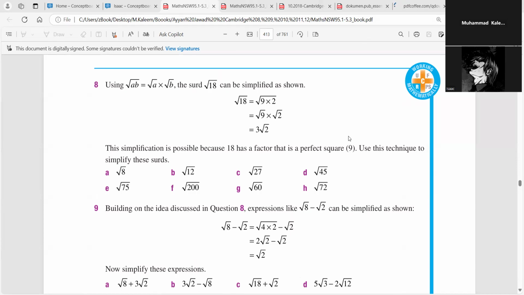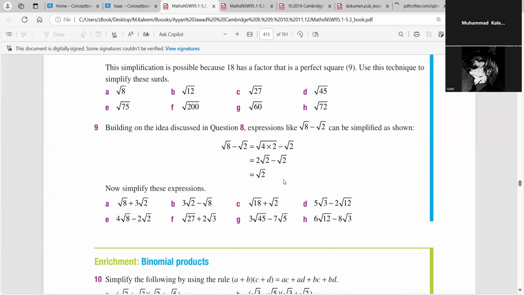The answer is 6 square root 2. Yes, that's the right answer.